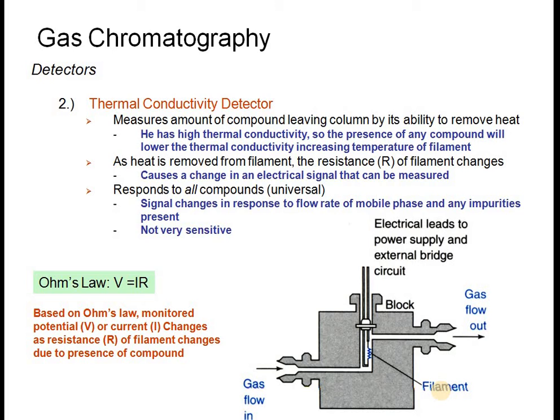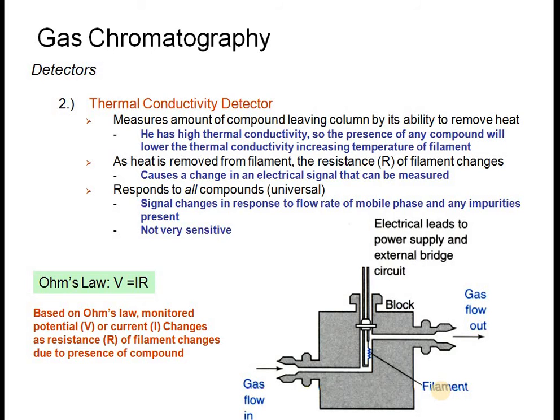Measure the amount of the compound leaving the column by its ability to remove heat. Helium has high thermal conductivity, so the presence of any compound will lower the thermal conductivity, increasing the temperature of the filament. As heat is removed from the filament, the resistance R of the filament changes, causing changes in the electrical signal that can be measured. Response to all compounds is universal. The signal changes in response to the flow of mobile phase and any impurities present; not very sensitive.